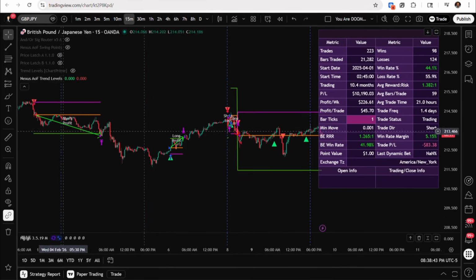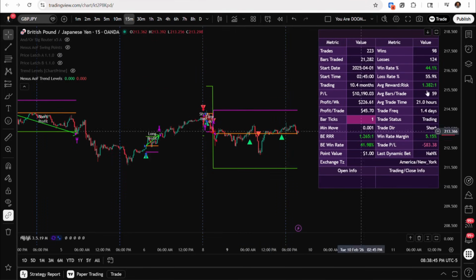Now, of course, we played around with it and came up with this version here. So now we have a 44% win rate, just a little over 223 trades. Again, about 21,000 bars, but this time about 10 months worth of trading. And it puts our total profit and loss at a gain of $10,190. Puts our total profit and loss per week at $226. And all we did was just bump this to a 15-minute time frame. And so everything else stayed on, again, the settings that we used just a moment ago.